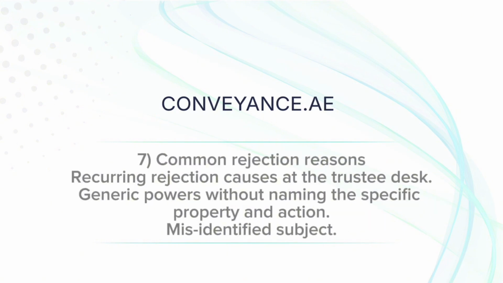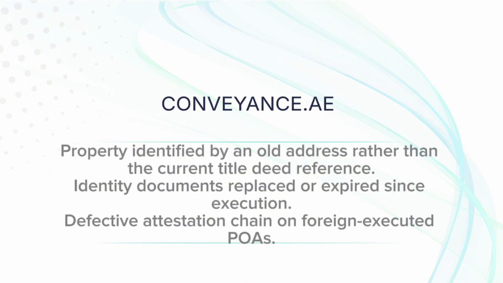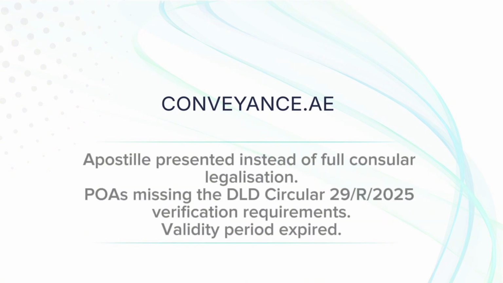7. Common rejection reasons. Recurring rejection causes at the trustee desk. Generic powers without naming the specific property and action. Misidentified subject. Property identified by an old address rather than the current title deed reference. Identity documents replaced or expired since execution. Defective attestation chain on foreign executed POAs. Apostille presented instead of full consular legalization.